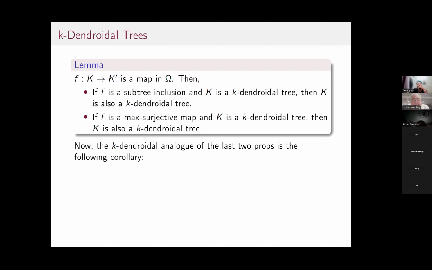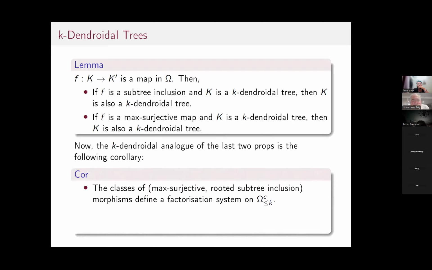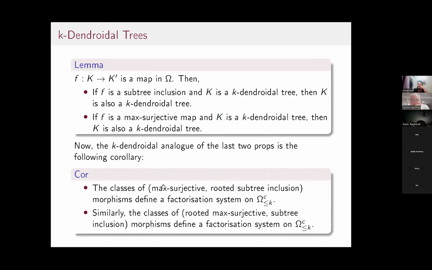Now the last two propositions are the following. Similar to the factorization systems that we had seen in the category sigma C, we also have these factorization systems in sigma C less than or equal to K: max rejected maps and rooted subtree inclusions, and rooted max rejected maps and subtree inclusions.